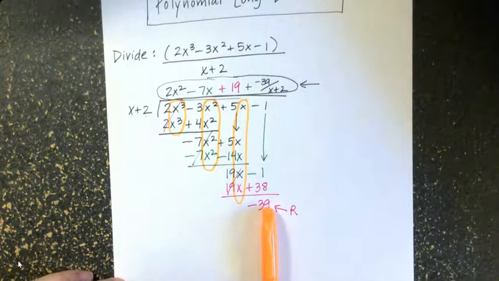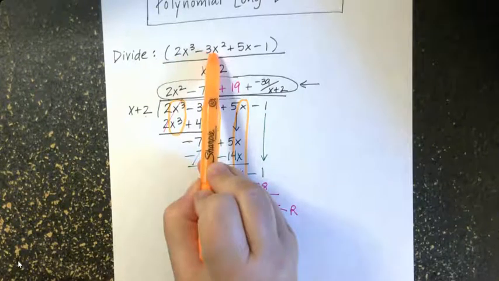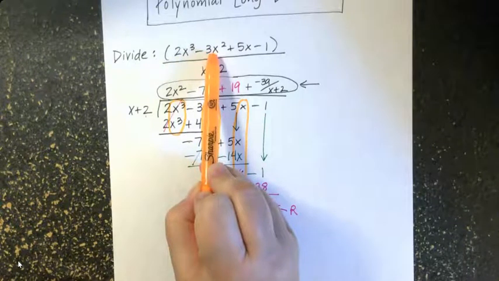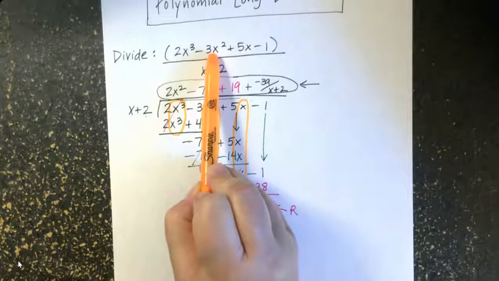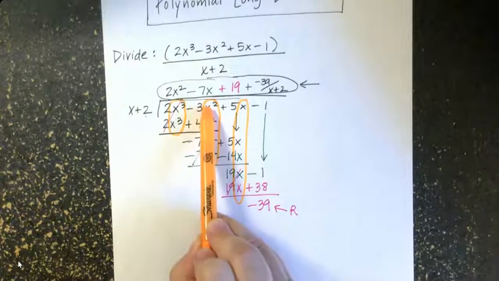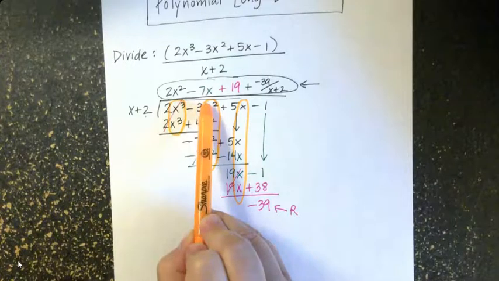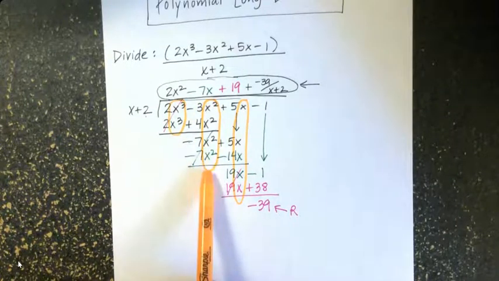That's really important. And what that means is, what if this hadn't been there in my original problem? What if it had just been 2x cubed plus 5x minus 1? What if this wasn't there? I would have to put a placeholder in that spot, or else I wouldn't have a place for all of the other x squareds to go. And I'll show you that on the next problem.